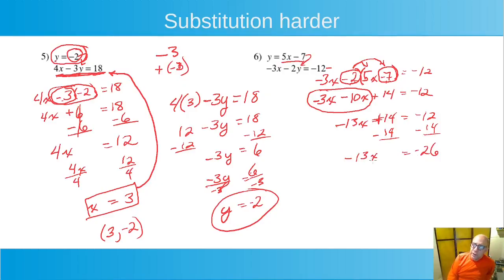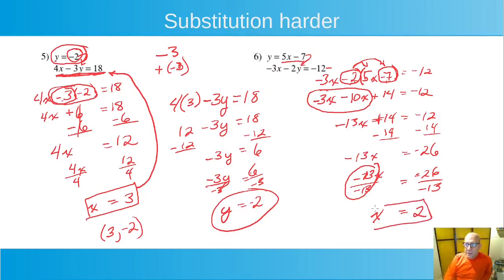So negative 13 times a number equals negative 26. I'm going to divide by negative 13 on both sides. So negative 13x divided by negative 13 is positive 1. We always divide by the coefficient, and it will always be 1. Negative 26 divided by negative 13. So negative divided by negative is going to be a positive. 26 divided by 13 is 2. So my x equals 2.